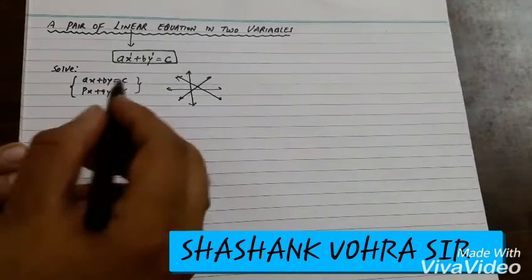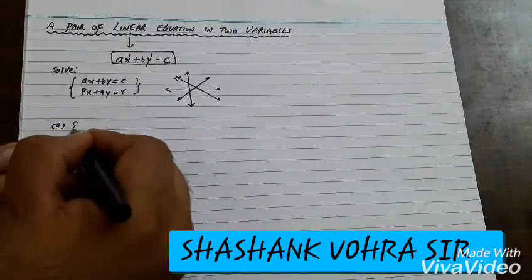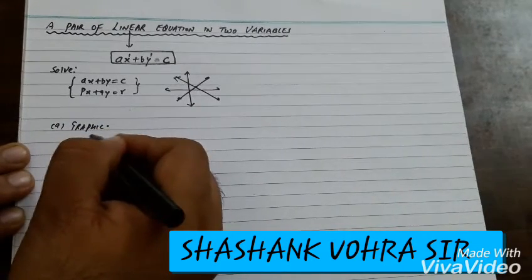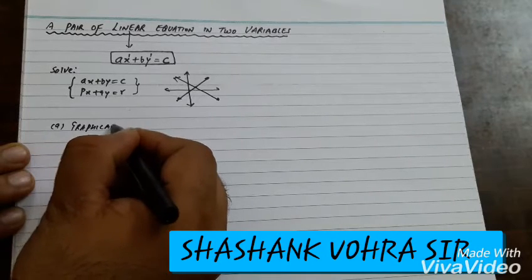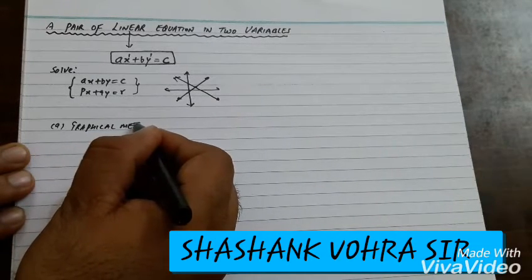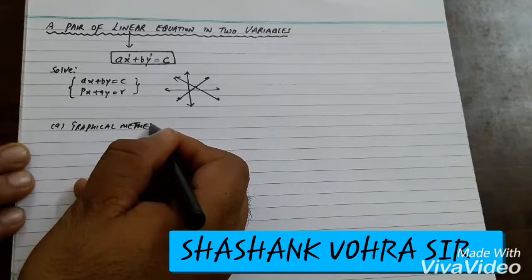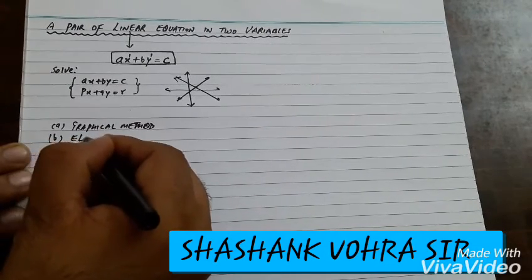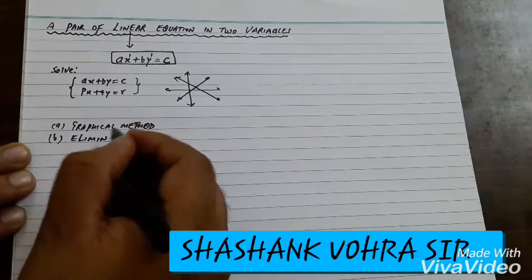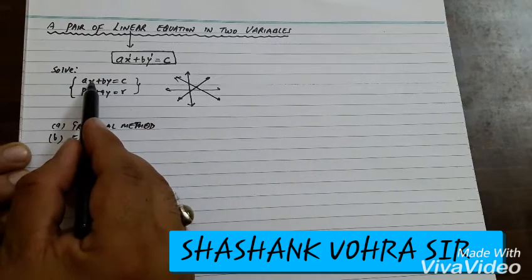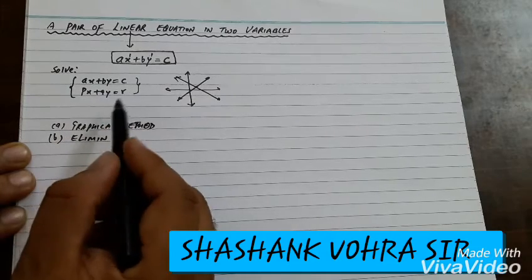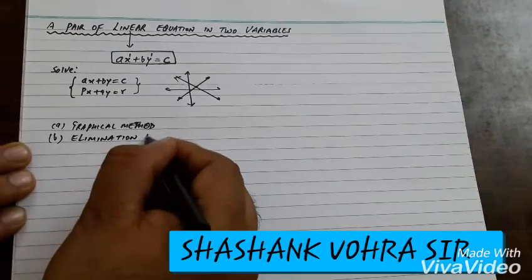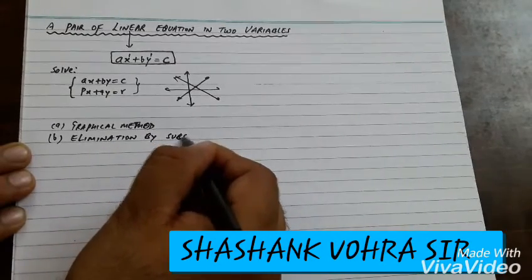So there are four different methods for solving this. First is the graphical method, which I will explain in detail after completing this topic. One by one we will take up each method. Second is elimination by substitution, which means we will substitute one of the variables from this equation into the other, and we will eliminate one of the variables.